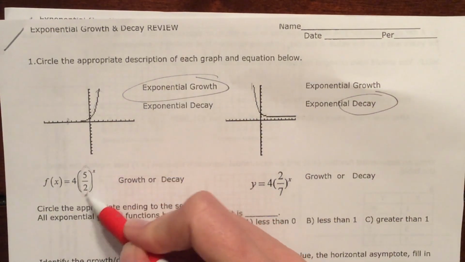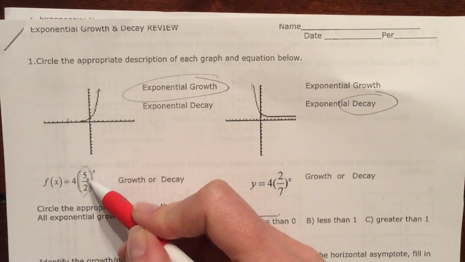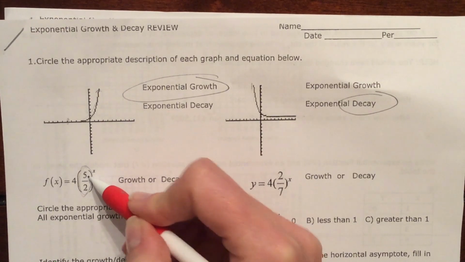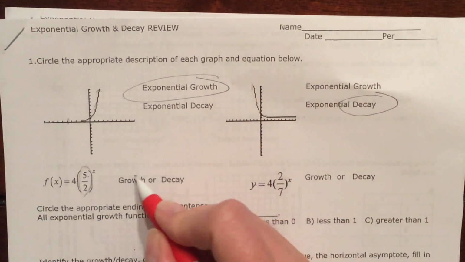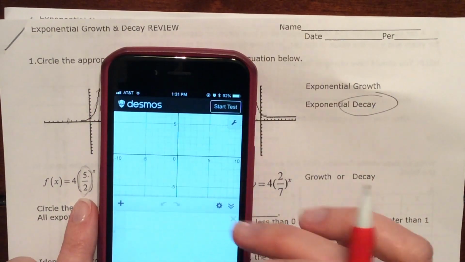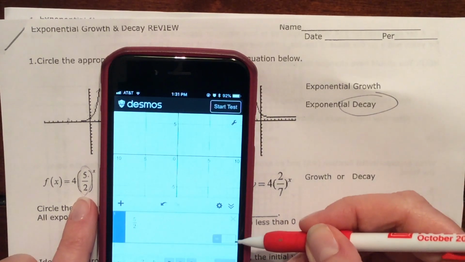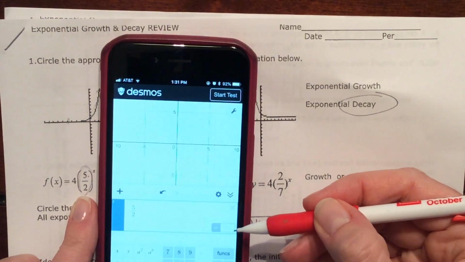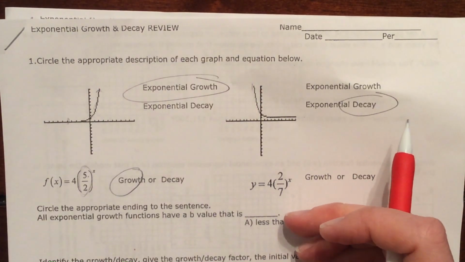Looking at your multiplier right here, 5 over 2. If you're not sure what that actually looks like, even though it's a fraction, it is an improper fraction, which means it's going to be greater than 1. So it's going to be growth. If you're not sure if it's greater than 1, you can actually type it in. 5 divided by 2. And you can see over here that it is 2.5. So you can see that is greater than 1.